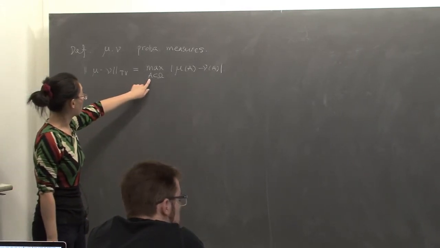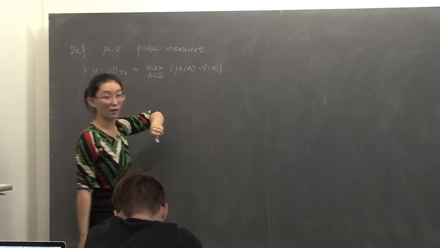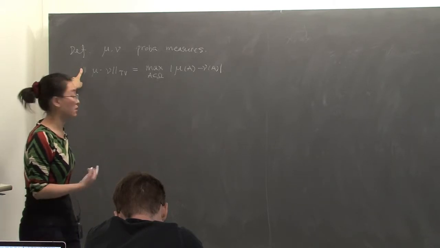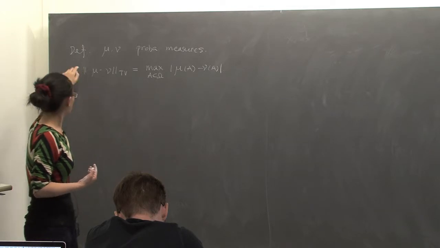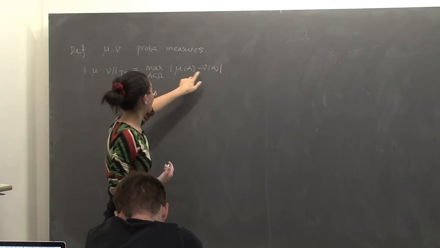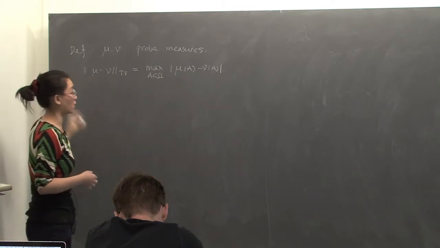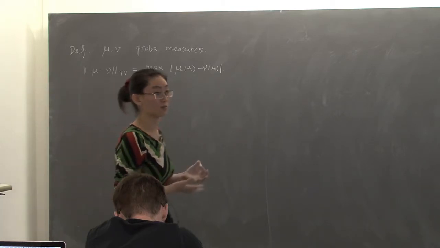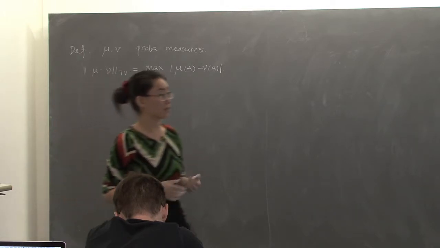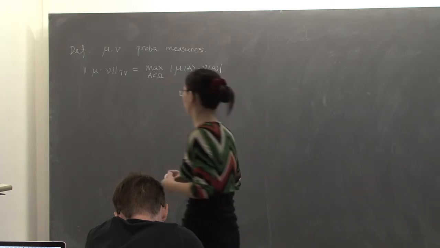So it is the max over all possible subsets A of omega, of the difference between mu(A) and nu(A). And here we can see that this is a distance between two probability measures in a very strong sense. Because if we know that the distance is small in this sense, it says that for any set A, the difference between mu(A) and nu(A) is very small. So this is a really strong sense of distance between two probability measures. OK, so before we prove the convergence theorem, I will give two different characterizations of this total variation distance.